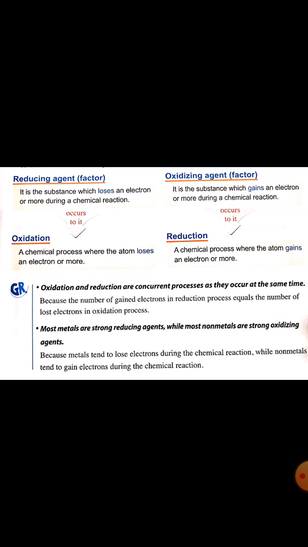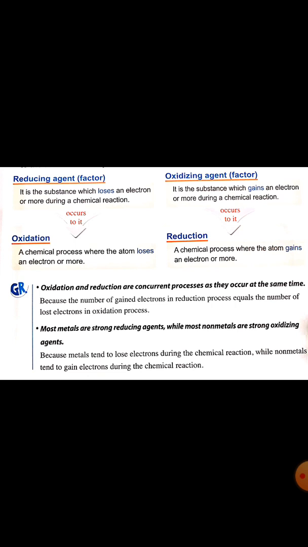And pay attention, the agent is the opposite to the process. But from this, of course, you notice that oxidation and reduction are concurrent processes, as they occur at the same time. This is because the number of gained electrons in the reduction process equals the number of lost electrons in the oxidation process.